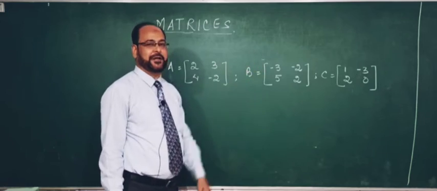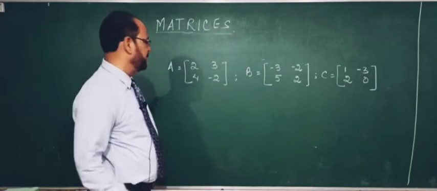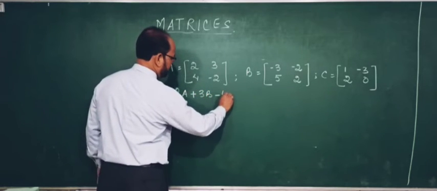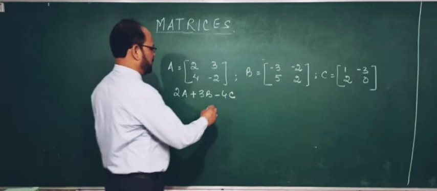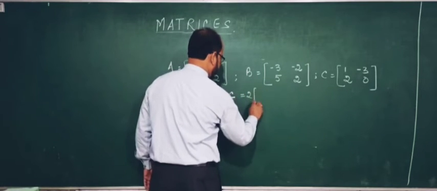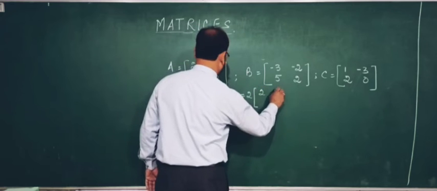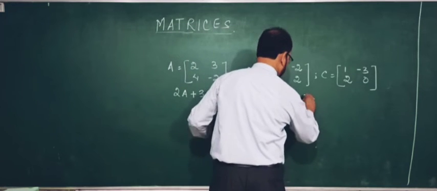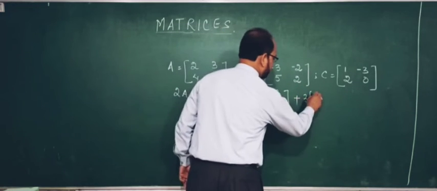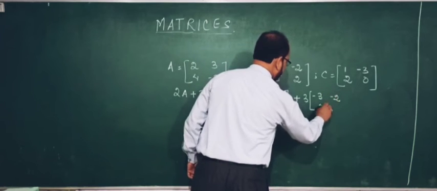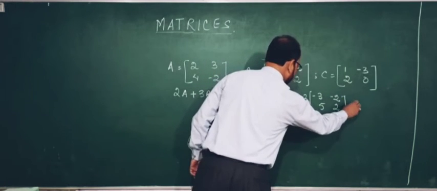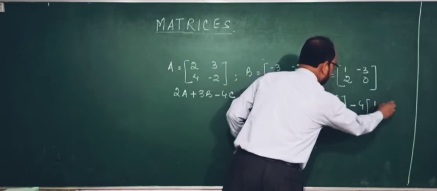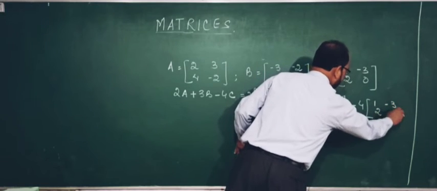Now in this example I have taken matrix A, B and C. Now suppose you want to find 2A plus 3B minus 4C. So what you will do? You will write 2, then matrix A, which is 2, 3, 4, negative 2. We'll put plus sign. Then 3B. So you'll write 3 and then you'll write matrix B, which is negative 3, negative 2, 5 and 2. And then you will put negative sign and you will write 4 times matrix C, which is 1, negative 3, 2 and 0.